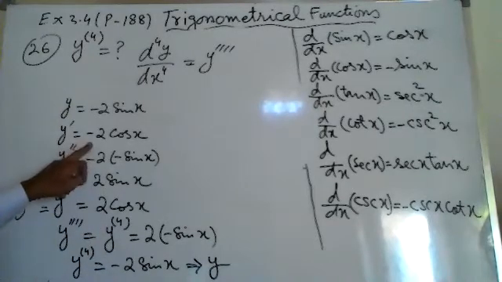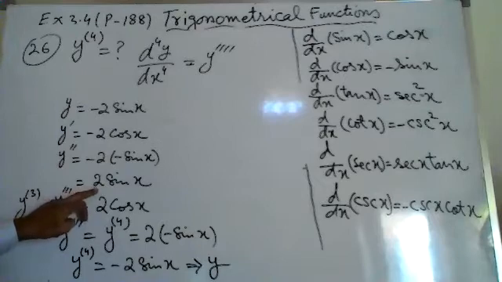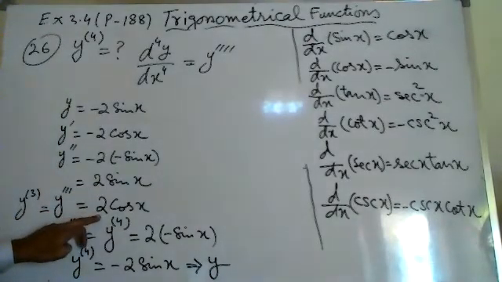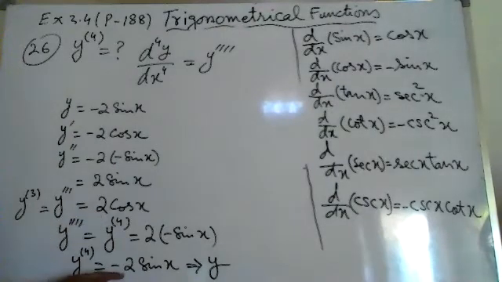The first derivative is minus 2 cos x. The second derivative is 2 sine x. The third derivative is 2 cos x. The fourth derivative is minus 2 sine x, the same as the original function y. So minus 2 sine x. This is the fourth derivative.